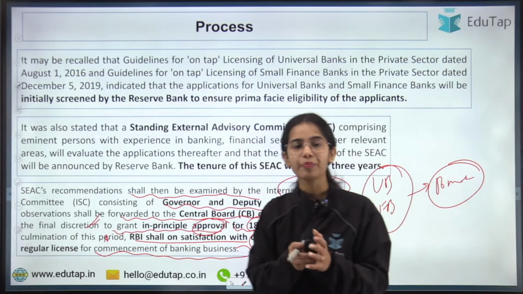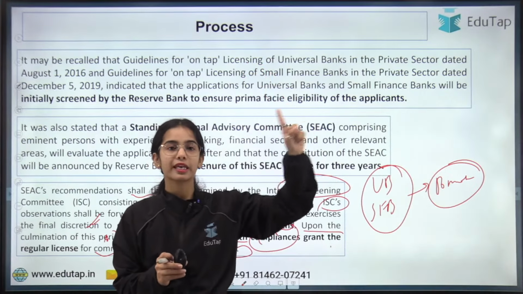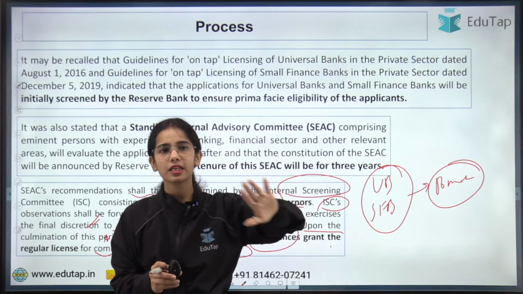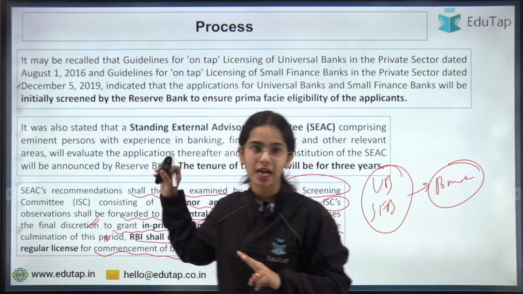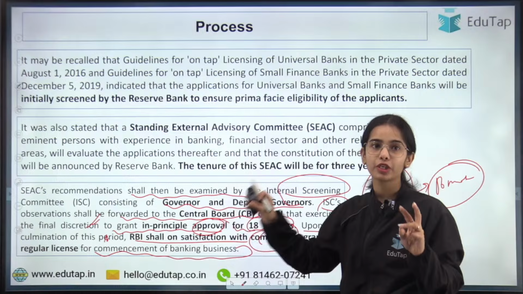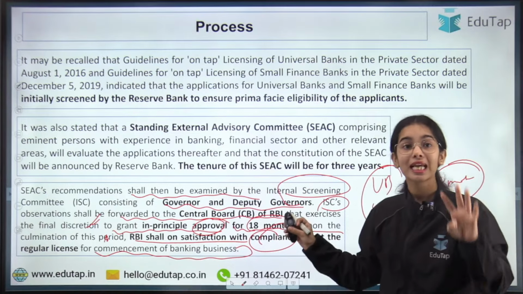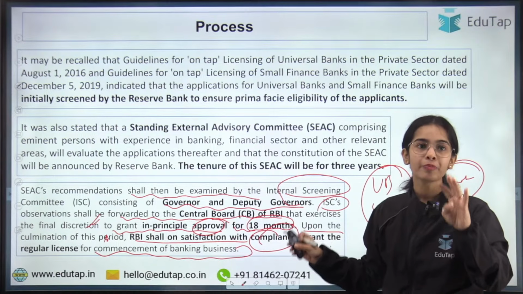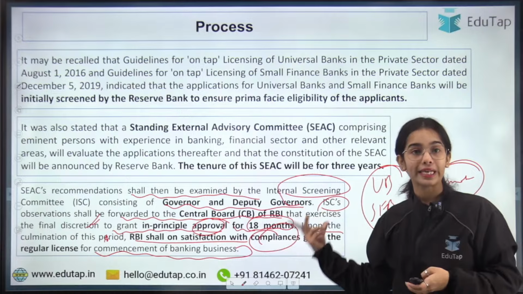So this is the idea, that in the guidelines itself it was written that first the basic screening will be done by the Reserve Bank. Then the SEAC will evaluate the application, and the SEAC's recommendations will be given to the internal screening committee comprising the governor and deputy governors. Then the Central Board of the RBI will finally provide the in-principle approval for 18 months.